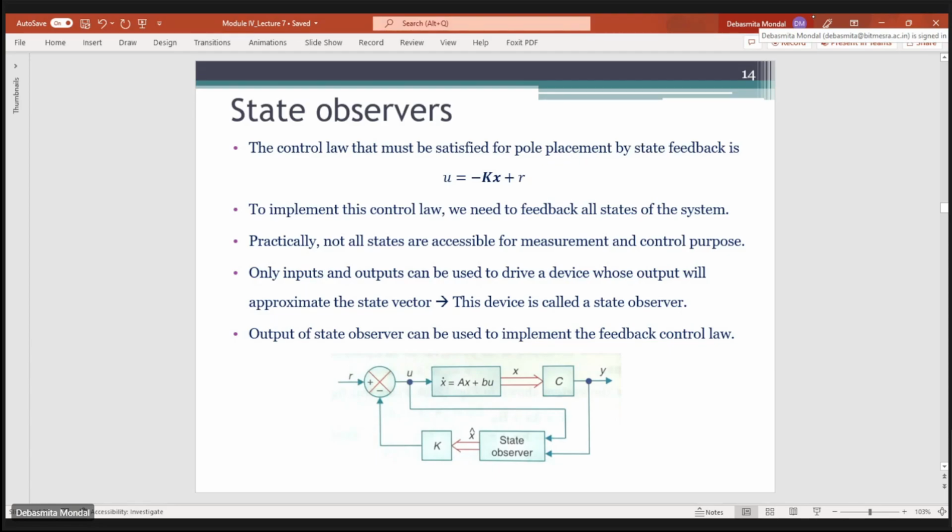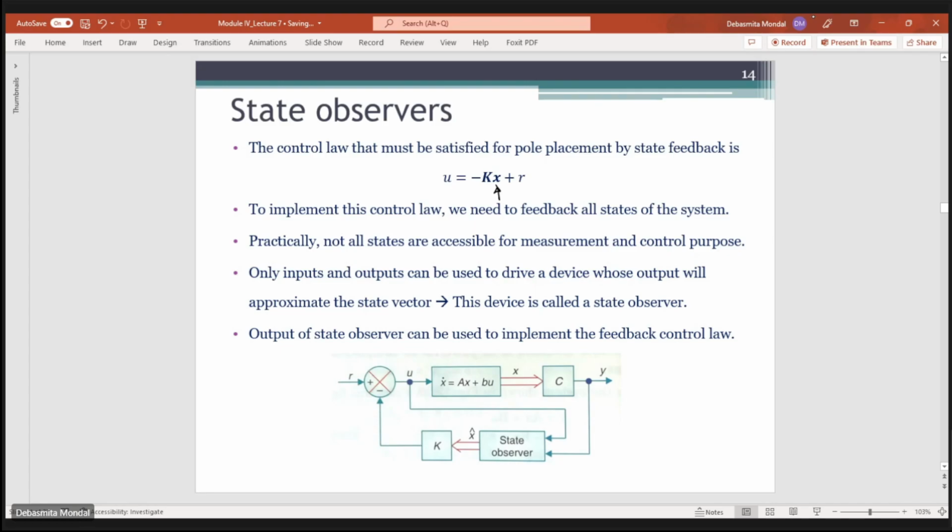Okay, but for implementation of this control law, we have to feed back all the states of the system. Since this is not practically possible, let's say that in your system you only have access to the inputs and the outputs. In that case, can we implement a state feedback in that kind of system? Yes, we can. And we use a device which is known as a state observer.